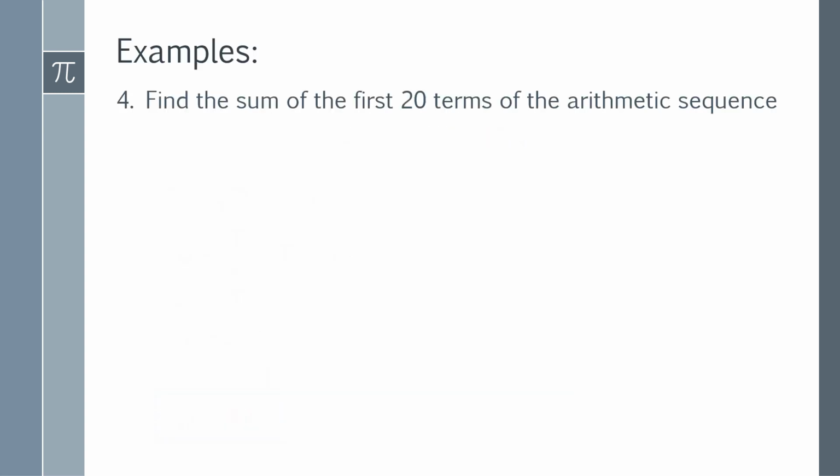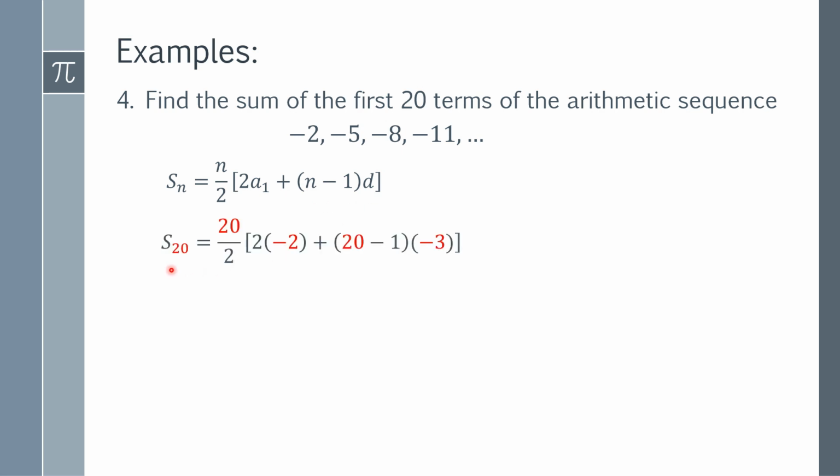And lastly, for number 4, find the sum of the first 20 terms of the arithmetic sequence negative 2, negative 5, negative 8, negative 11. So still in this example, we don't have the last term, so we will use formula 2. S sub n equals n over 2 times the quantity of 2 times a sub 1 plus the quantity of n minus 1 times d. Next is to substitute. Our n is 20. Our first term is negative 2, and our d is negative 3.